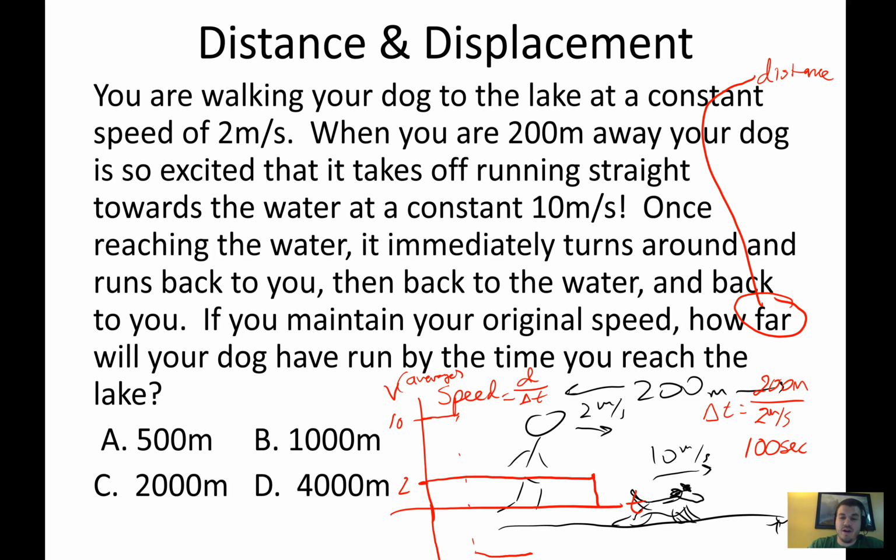So if it takes me 100 seconds, then the dog will be running at 10 meters per second. And what we're going to do is move this time over the other side so we can say the distance is that 10 meters per second times 100 seconds. And so that dog will move a total of 1,000 meters.